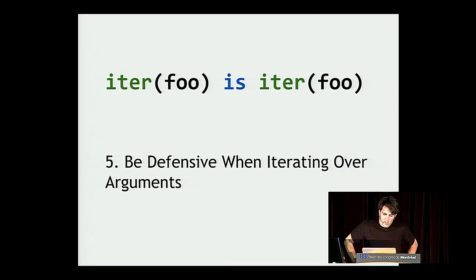Okay. I think that one of the most important things for you to do when you're writing functions is to be defensive when you're iterating over arguments. And this is a subtlety. I'm curious at the end how many people have been burned by this. I've been burned by this so many times, and I feel like it's a badge of honor that once you've crossed the threshold of being burned by this, you realize this. And iter-foo is the actual way out of this problem, and I'm going to explain why.